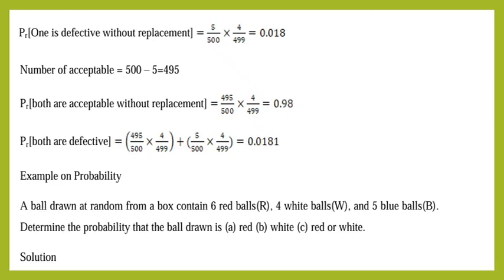Another example on probability. A ball drawn at random from a box contains 6 red balls, 4 white balls, 5 blue balls. Determine the probability that the ball drawn is red, the ball drawn is white, the ball drawn is red or white.